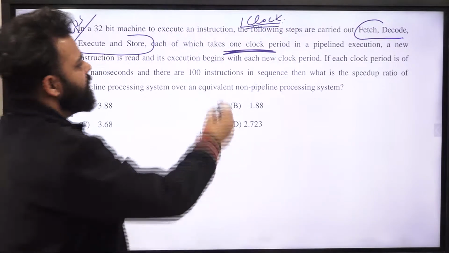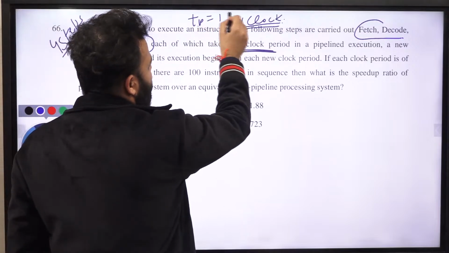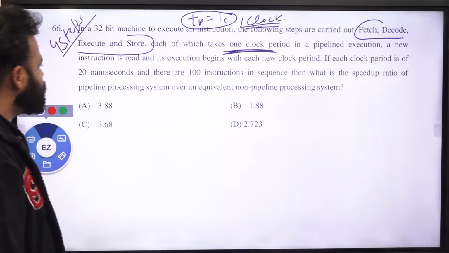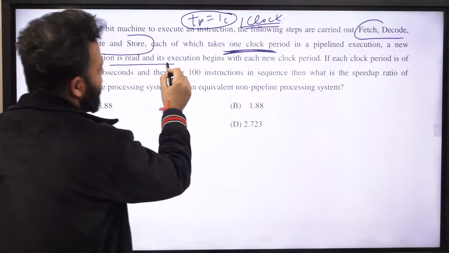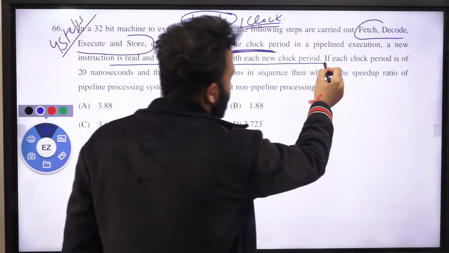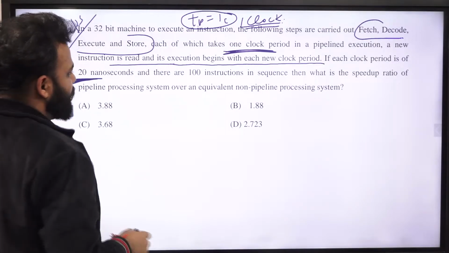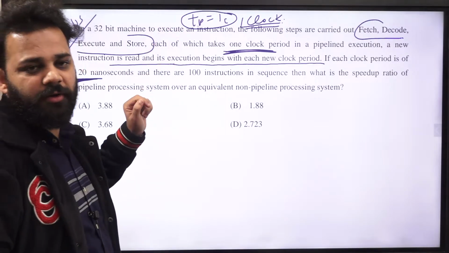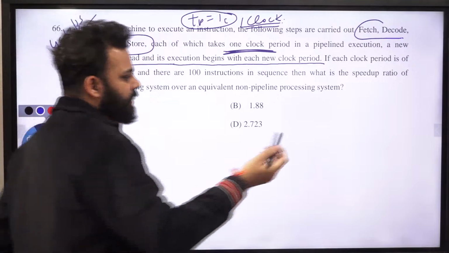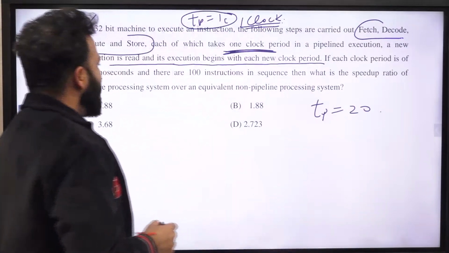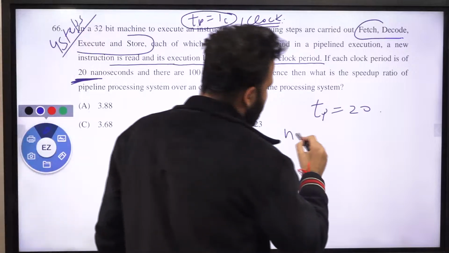So let's say TP is equal to 1 clock period. We are not putting the value of clock right now, just 1 clock period. A new instruction is read and its execution begins with each new clock period. If clock period is 20 nanoseconds, the time TP of pipeline will be equal to 20. Then there are 100 instructions, so N is given as 100.